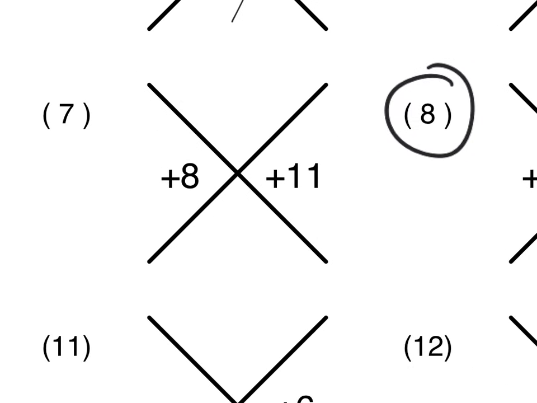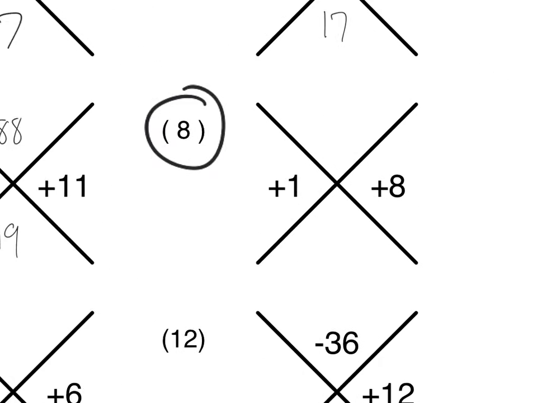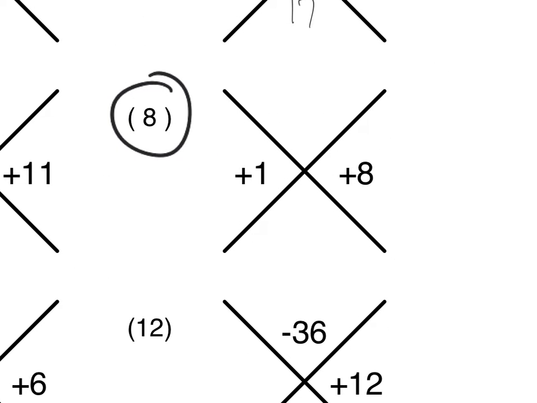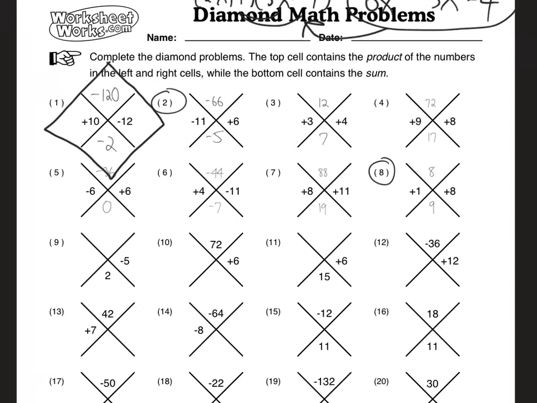And then we have 8 times 11 is going to be 88. And 8 plus 11 is going to be 19. And then the last one we're going to do is number 8. What's 1 times 8? Well, that's going to be 8. And what's 1 plus 8? Well, that's going to be 9.